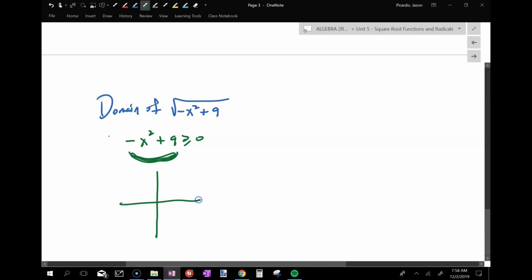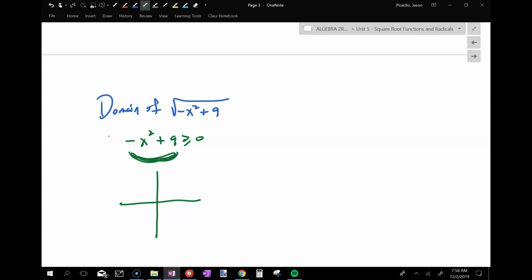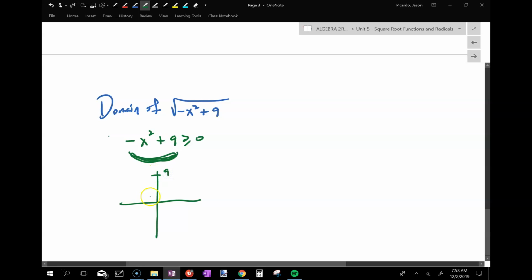Talk to me about that parabola. It's sad. Give me something else you know about that parabola. It has a y-intercept of 9. So I know right now that it's going to look like that. Yes? Okay, what do I need to find? The 2 roots. Okay, so what are my 2 roots? Well, it's where this equals 0.